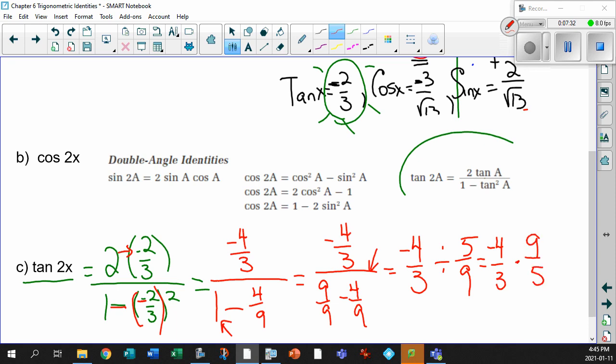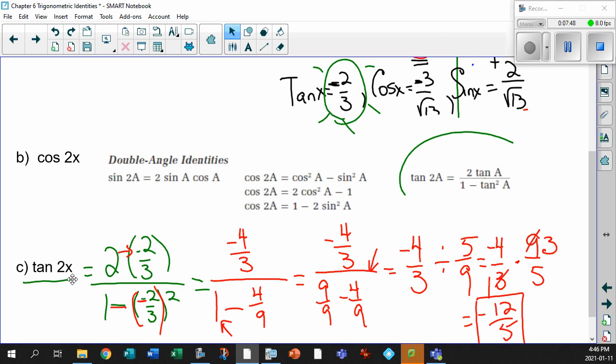multiply. Check this out. 3 goes into itself once, into 9 3 times. Minus 4 times 3 equals minus 12. 1 times 5 is 5. And there's my answer. Isn't that pretty? Oh my goodness. And it's all based on the double angle identities.